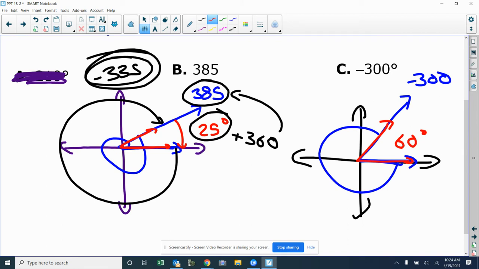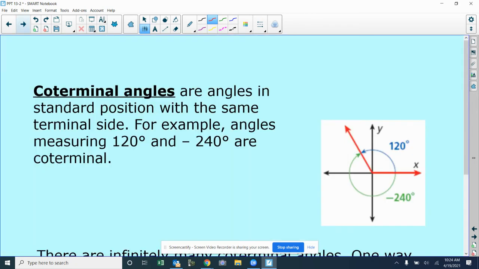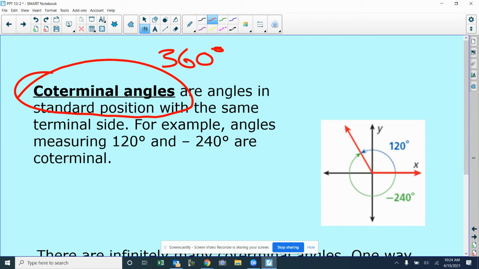Everybody okay with reference? Reference angle, put this way back to the x-axis from the terminal. All right, coterminal, we just talked about that. When you think about coterminal, think what? 360. They share this terminal side, 120 and negative 240, they're 360 apart. Is everybody good with coterminals? How many can we find at each terminal? Infinite amount.